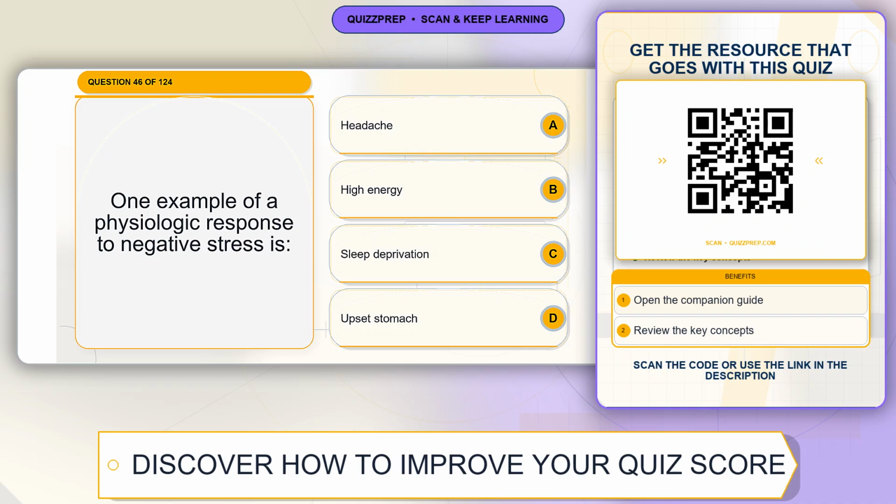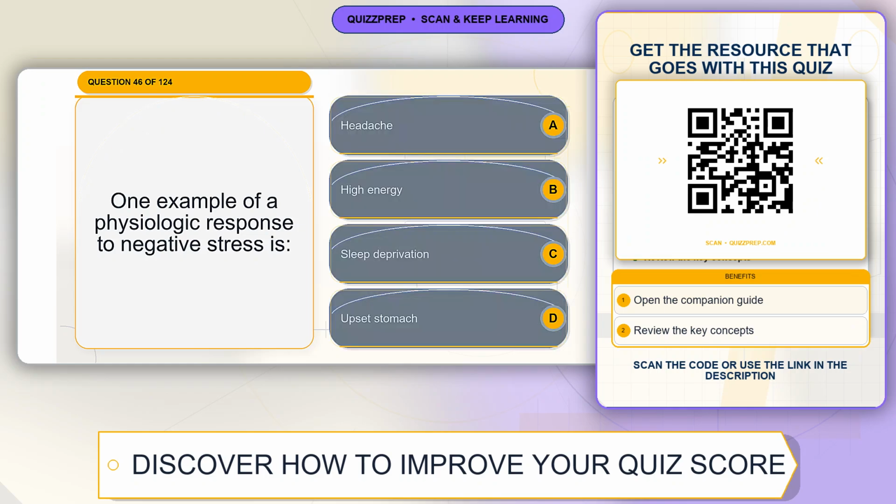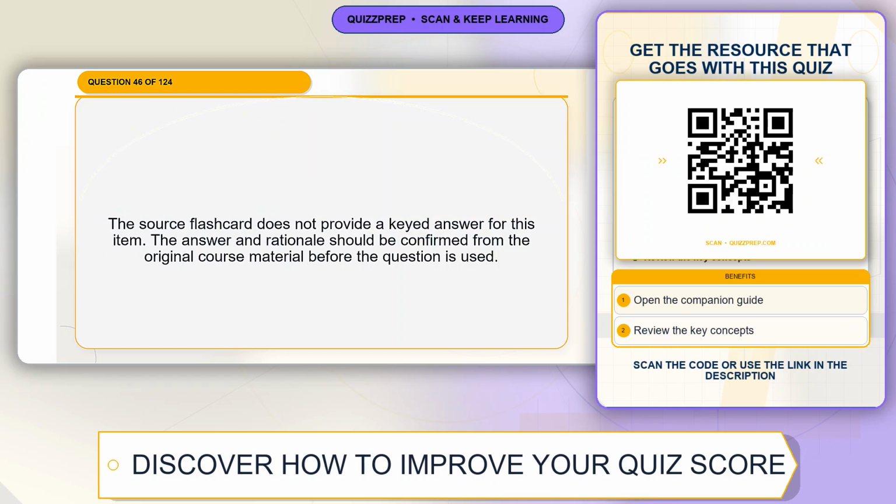Question 46. One example of a physiologic response to negative stress is: option A, headache, option B, high energy, option C, sleep deprivation, option D, upset stomach. The correct answer is not shown. Explanation. The source flashcard does not provide a keyed answer for this item. The answer and rationale should be confirmed from the original course material before the question is used.